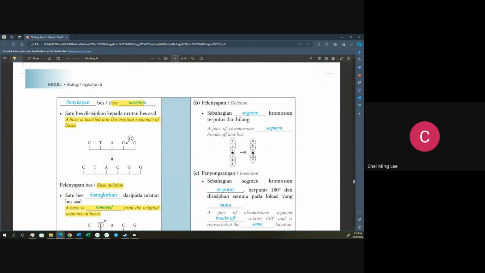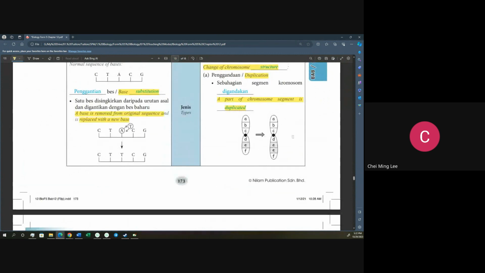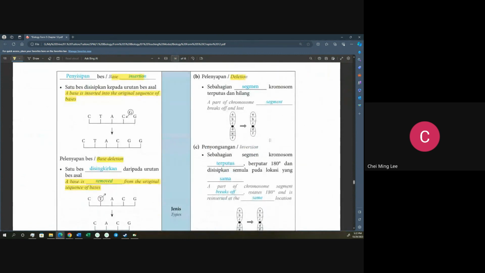Second, deletion. It's almost similar. It's just that we delete a segment. So a part of the chromosome segment will break off and be lost. For example, A, B, C, D, E, F, they lost E, so it becomes A, B, C, D, F.